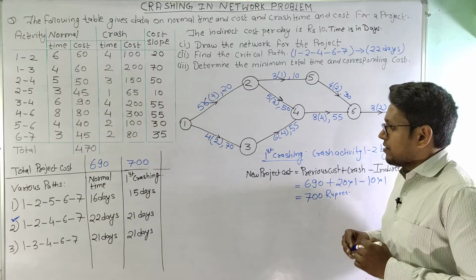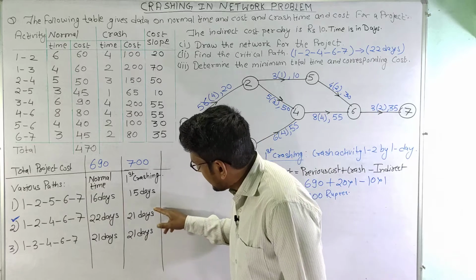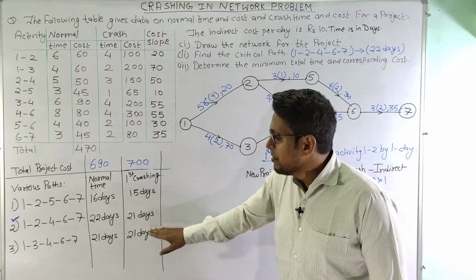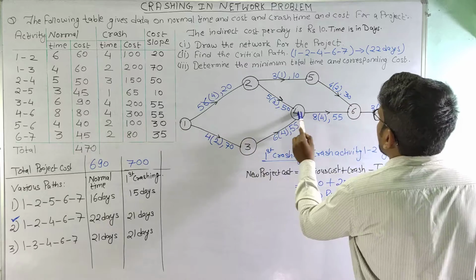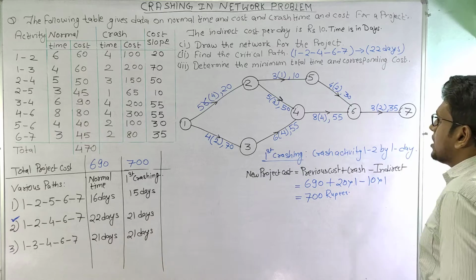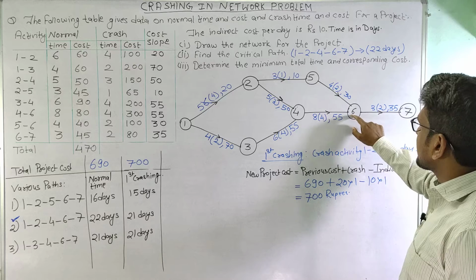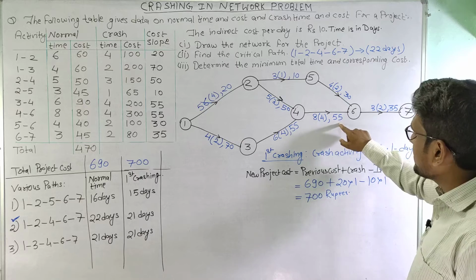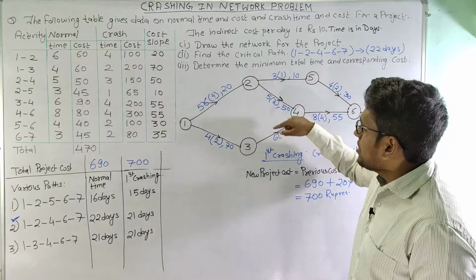Now again we will try to crash the activities, and we can see now that there are two critical paths, because these two paths having the same time which is maximum. So currently we are having two critical paths, that is 1-2, 4-6 and 6-7, and 1-3, 4-6 and 6-7. So among these activities, activity 4-6 and 6-7 are common. That means if we crash any of these two activities, then it is applicable to both the paths.